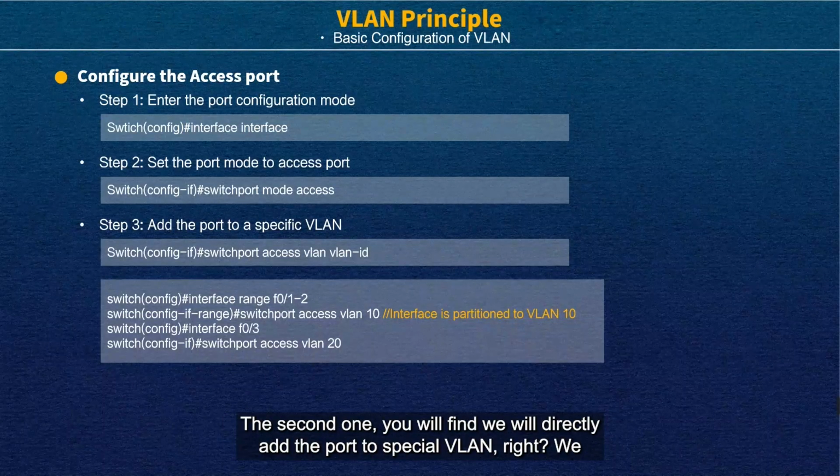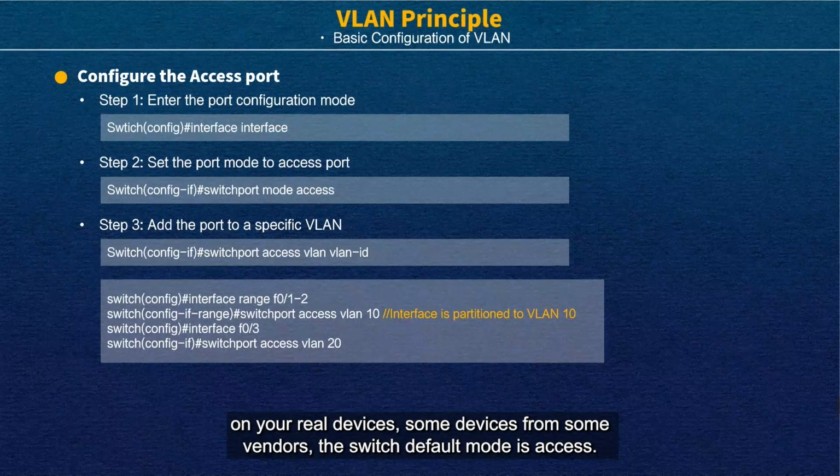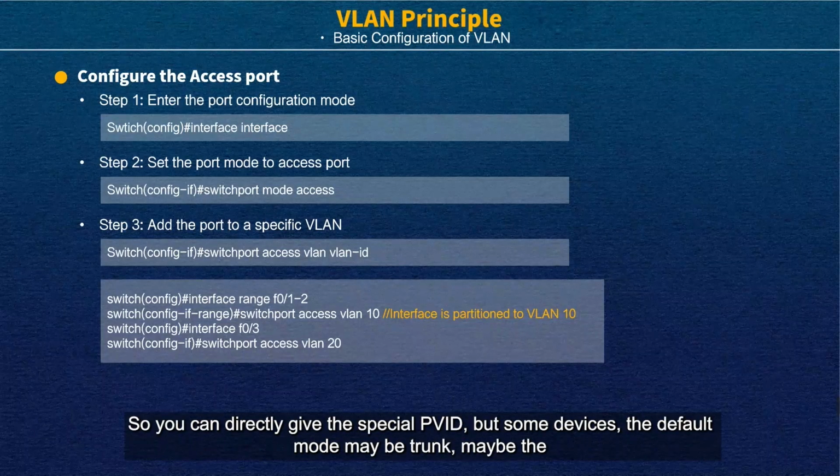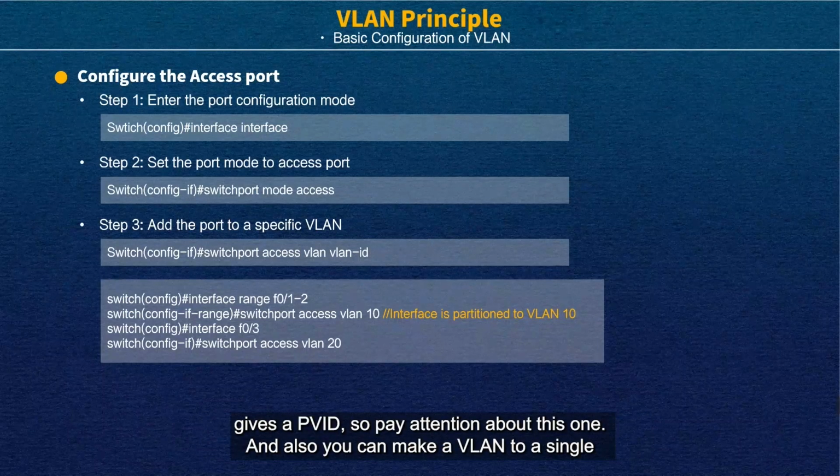The second one, you will find we directly add the port to a specific VLAN, right? We don't use the command to change the mode to access port. That's because it depends on your real devices. On some devices, from some vendors, the switch default mode is access, so you can directly give the specific PVID. But on some vendors, the default mode may be trunk, or another type like hybrid. You have to change it to access first and then give the PVID. So pay attention to this one.